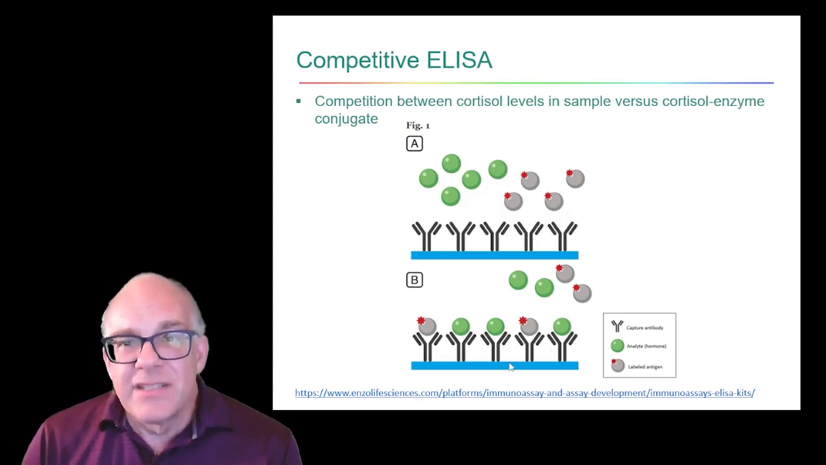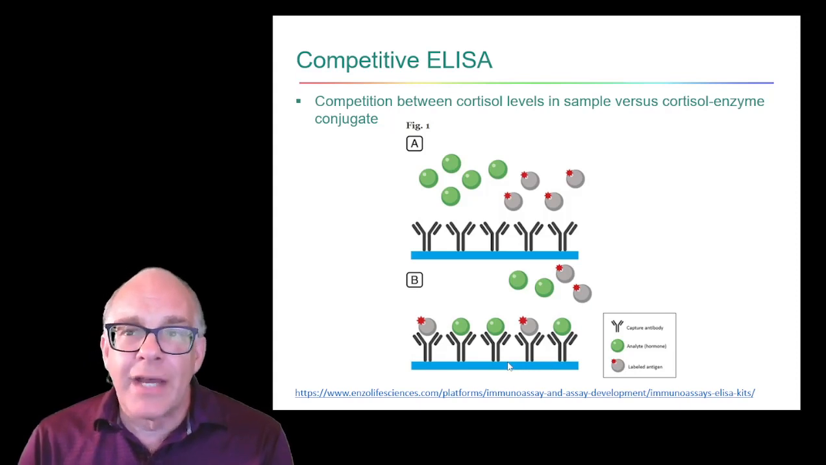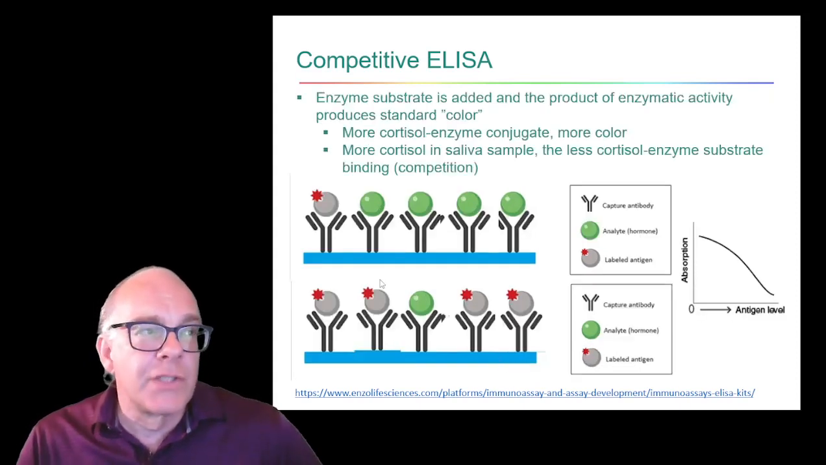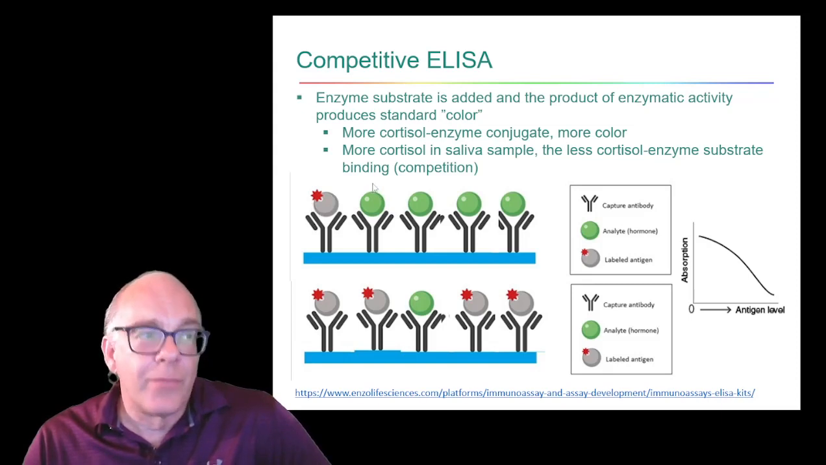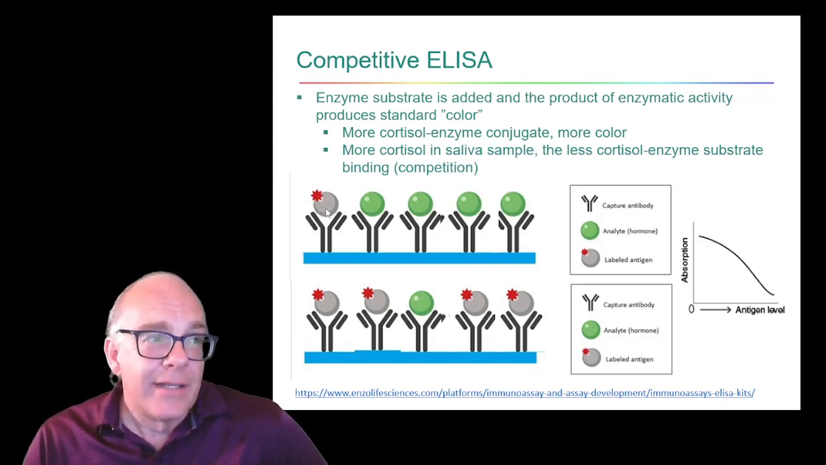So, that's nice, but how does that actually work? Let's take a look at this. On the top situation here, we're going to see a sample that has relatively high levels of our analyte, relatively high levels of these green dots, and relatively low levels of our labeled antigen. Again, the gray is what comes in the kit. This is cortisol with the colored marker already placed on it.